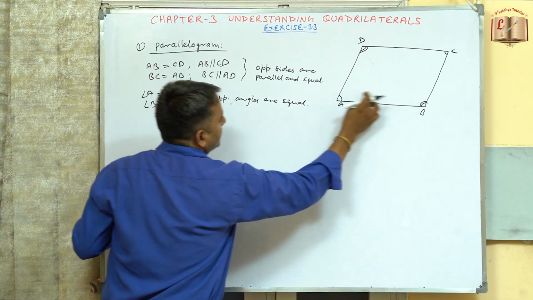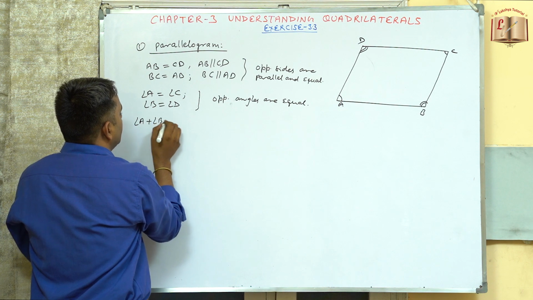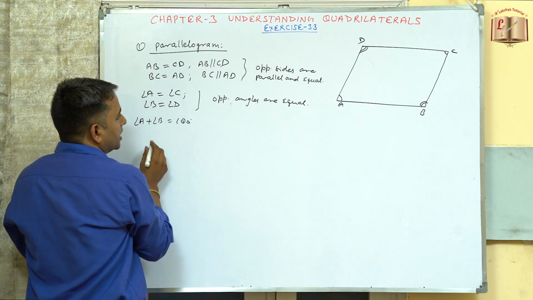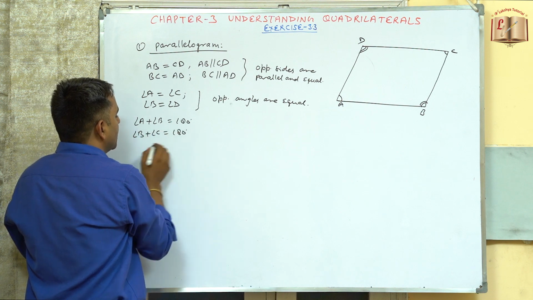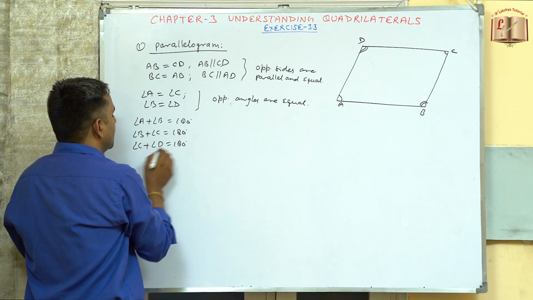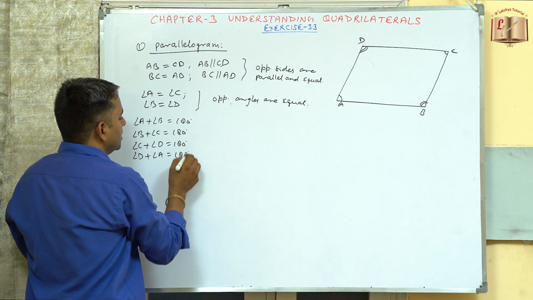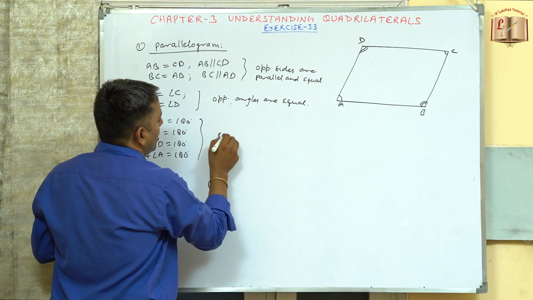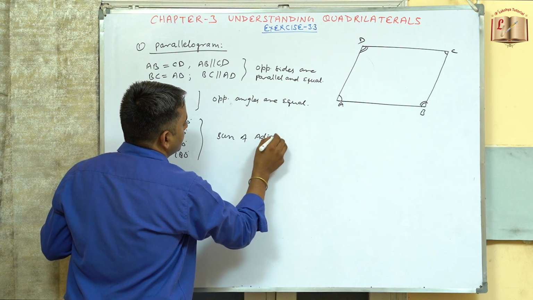The sum of these adjacent angles, angle A plus angle B, will be equal to 180 degrees, or angle B plus angle C will also be 180 degrees, or angle C plus angle D, 180 degrees, or angle D plus angle A, 180 degrees. So this is the sum of adjacent angles.